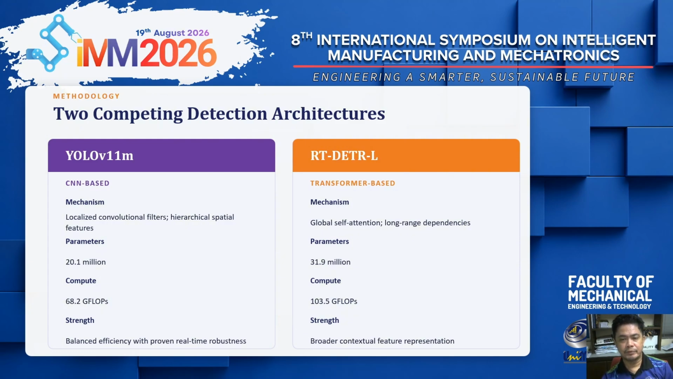RT-DETR is transformer based. It uses global self-attention, which means it looks at the whole image at once. It is bigger, with 1.9 million parameters and needs 103.5 gigaflops of compute power.